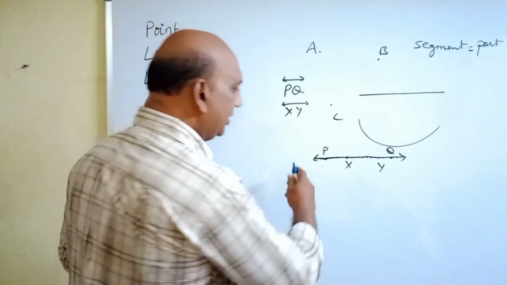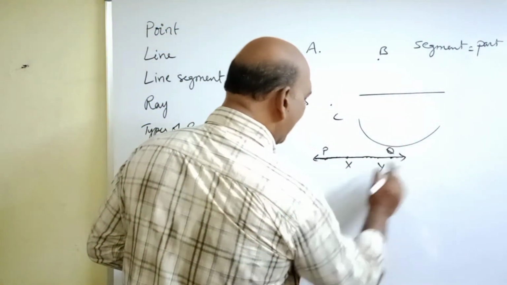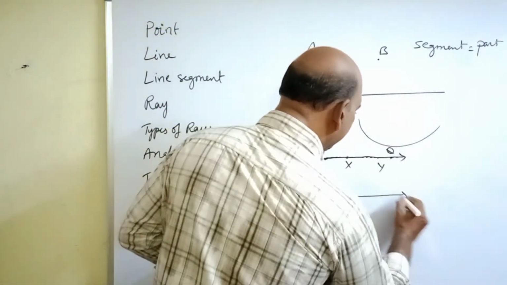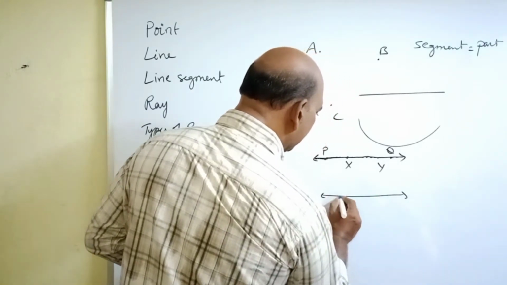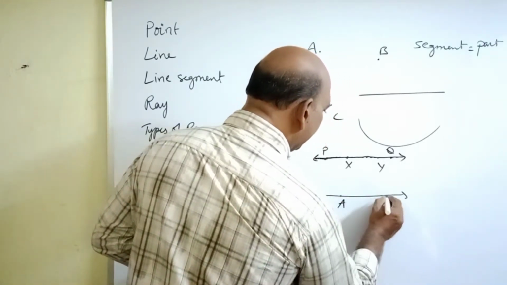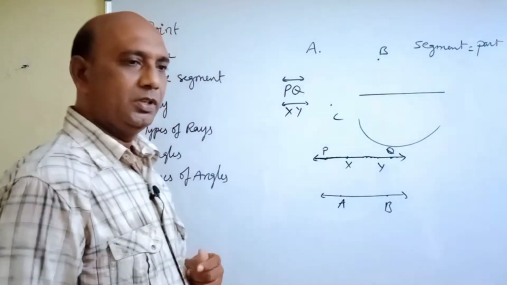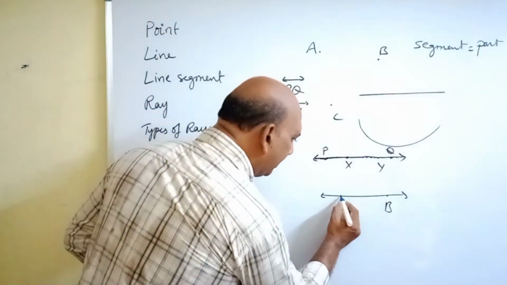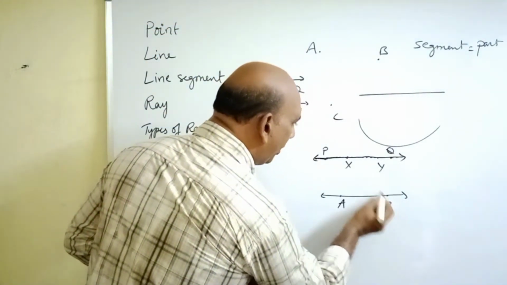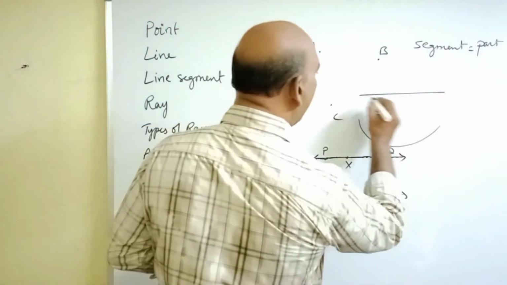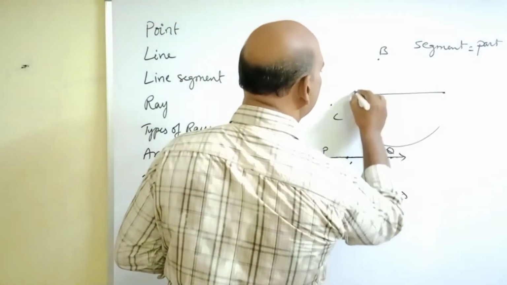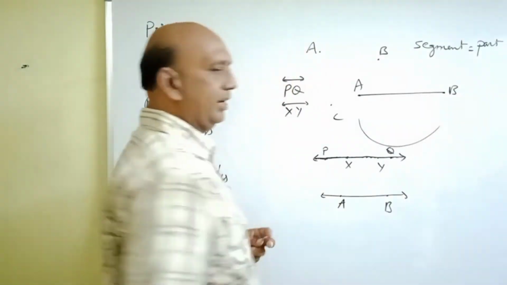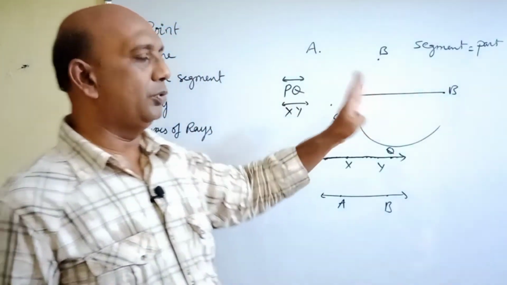That means in this line, in this continuous pattern, if we take some A and B points, the part of the line from point A to point B is drawn like this, this is A and B, and it does not extend on both sides.